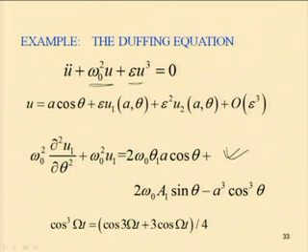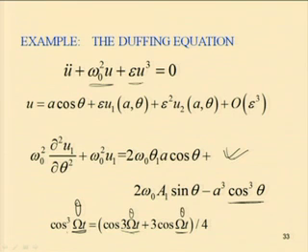So, it will be omega 0 square del square u 1 by del theta square plus omega 0 square u 1. So, this will be equal to 2 omega 0 theta 1 a cos theta plus 2 omega 0 a 1 sin theta minus a cube cos cube theta. Now, writing this cos cube theta, where omega t can be replaced by theta, cos cube theta can be written as cos 3 theta plus 3 cos theta.